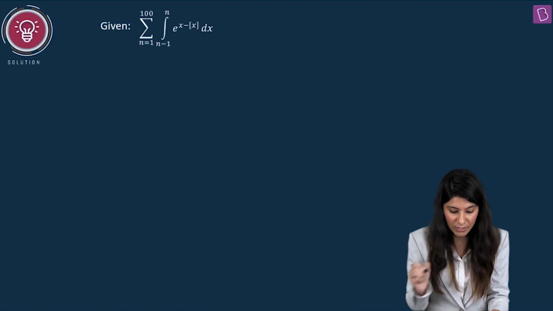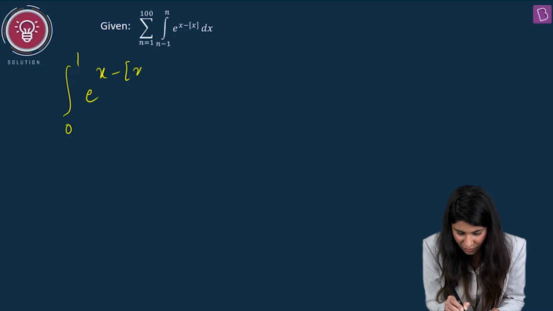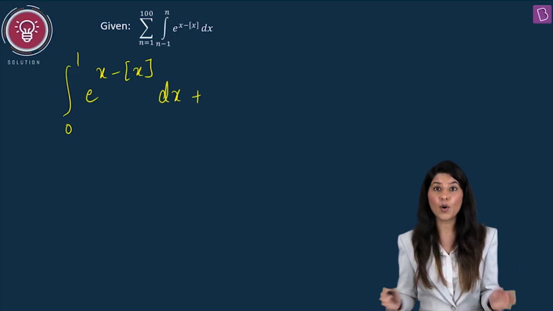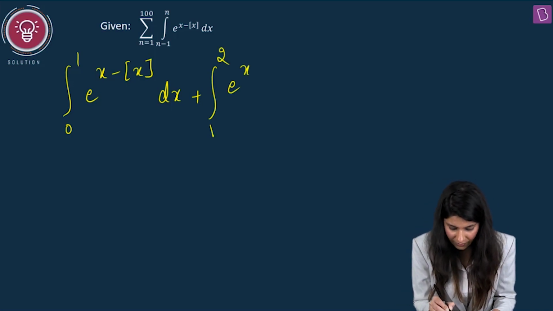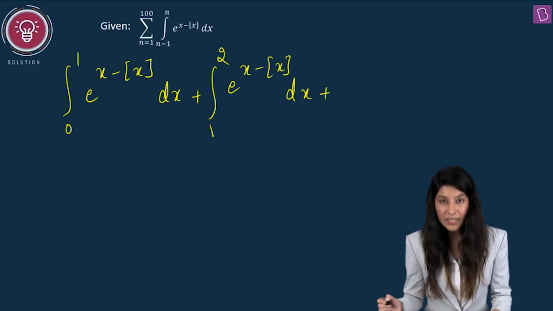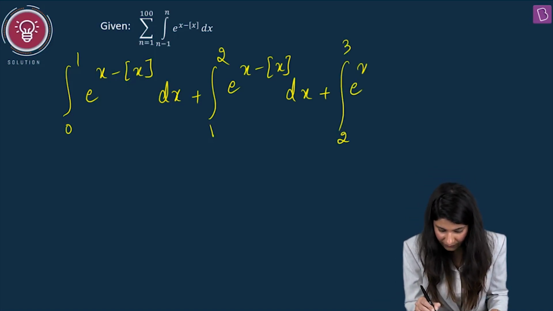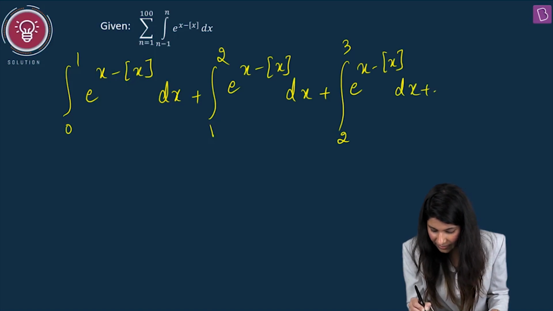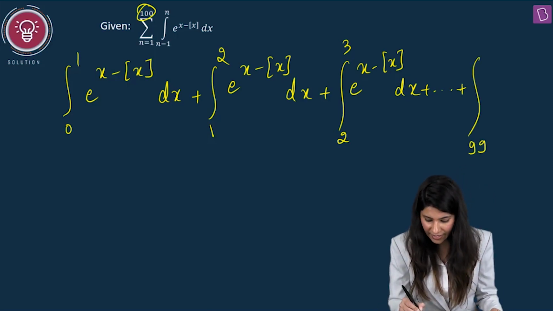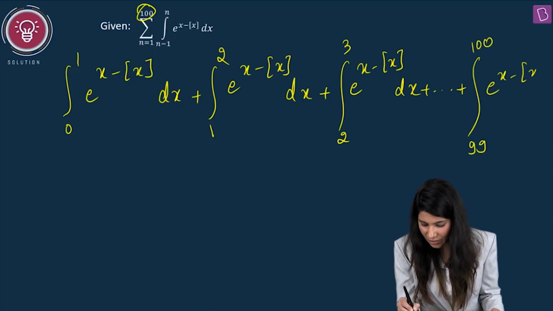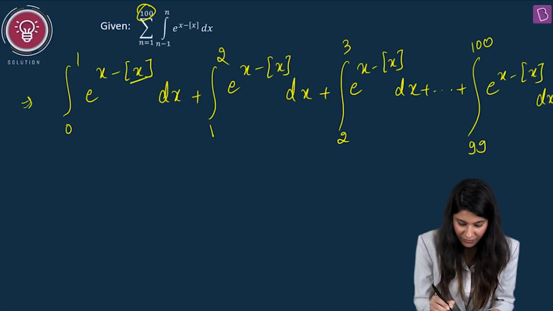The moment you put n equals 1, you get 0 to 1 e raised to power x minus GIF of x dx. The moment you put n equals 2, you get 1 to 2, same thing. The moment you put n equals 3, you get 2 to 3, integral of the same thing. And last, you should put 100. You get 99 to 100 e raised to power x minus GIF of x with respect to dx.